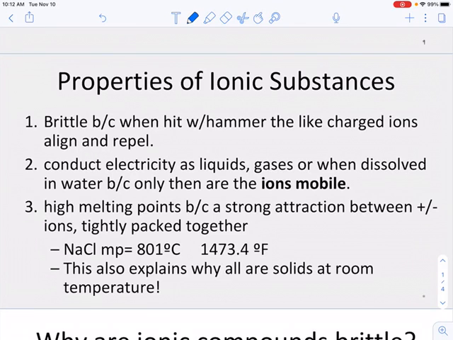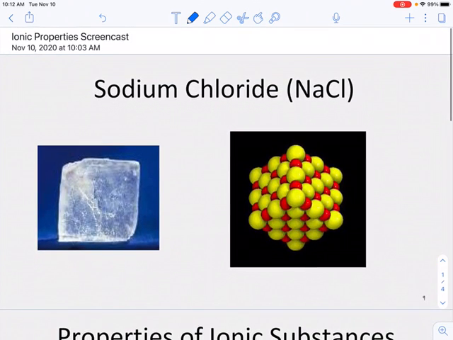Hi everyone. In this screencast, I'm going to be talking about properties of ionic substances, and I want us to be able to explain these properties based on the structure of ionic substances. So we should recall that all ionic substances exist in a crystal lattice structure.